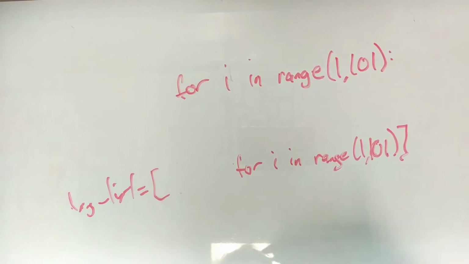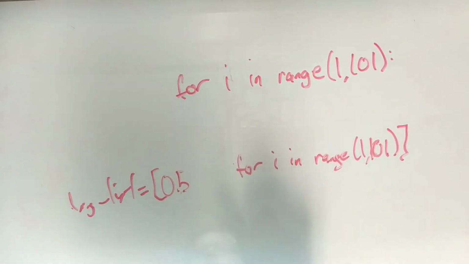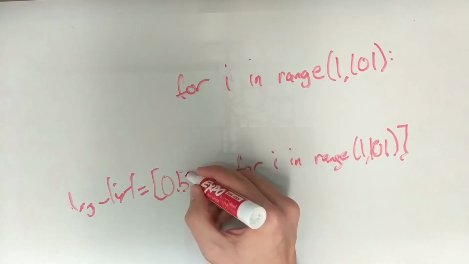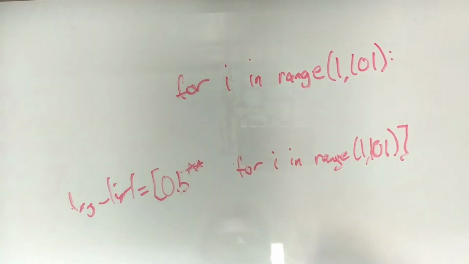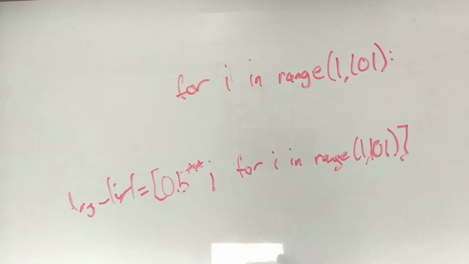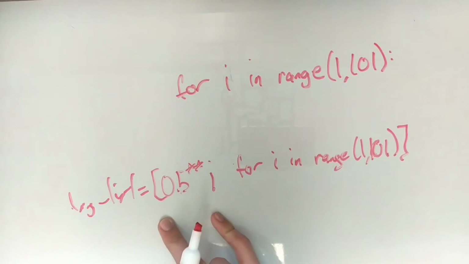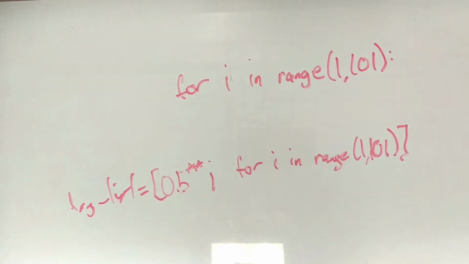We want to do 0.5 to this i, because this i will be 1, then 2, then 3, then 4. And so right here is where we'll write what we want to do with that iterator. So we'll say 0.5, and then remember to use asterisk asterisk for powers: 0.5 ** i. That says whatever I'm going to do my for loop for, and then what I'm actually going to put in the list. So that should help for problem 8.